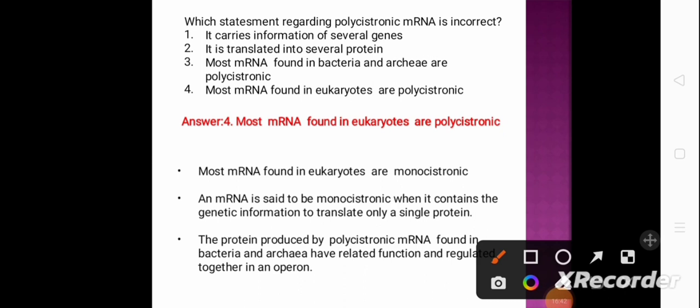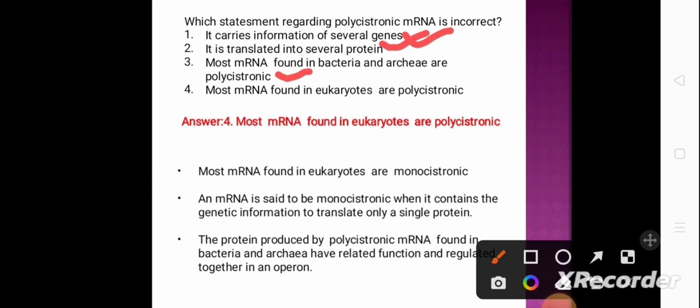Whereas about the other options, it is correct that polycistronic mRNA carries information of several genes. It is translated into several proteins. It is also correct because polycistronic mRNA is translated into several proteins. Option 3 is most mRNA found in bacteria and archaea are polycistronic. It is also correct.